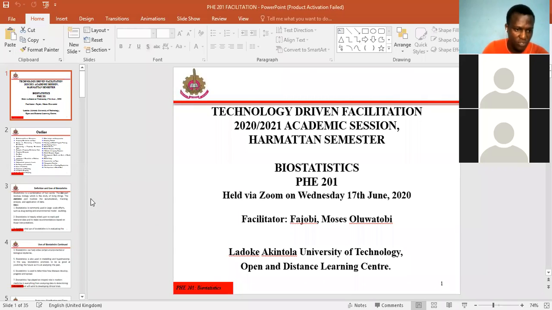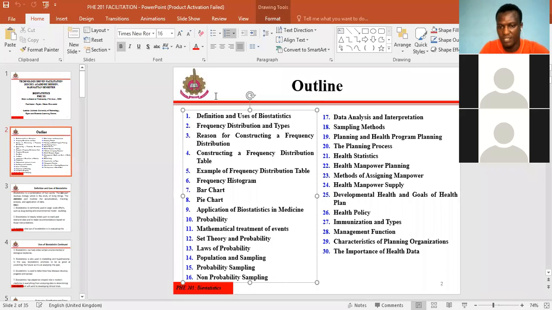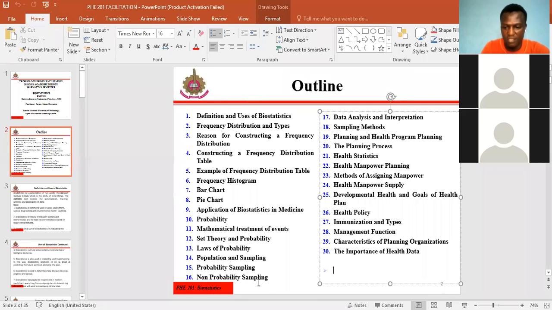And as you can see, we have a total number of 35 slides. I'm going to start from study session 1, just as we have in the slides respectively. This is the outline from the definition and use of biostatistics up to number 30, which is the importance of health data in biostatistics.